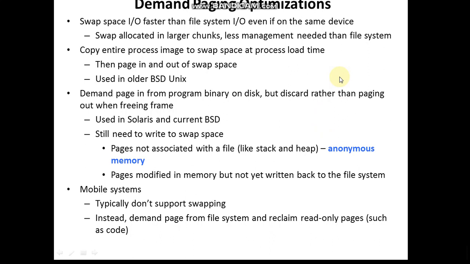How to optimize demand paging: swap space IO should be faster than regular file system IO. Copy the entire process image to swap space at process load time itself. If memory is not available, only then go for leaving it in main memory. Mobile systems usually don't support swapping. Instead, they demand page from the file system and reclaim read-only pages.